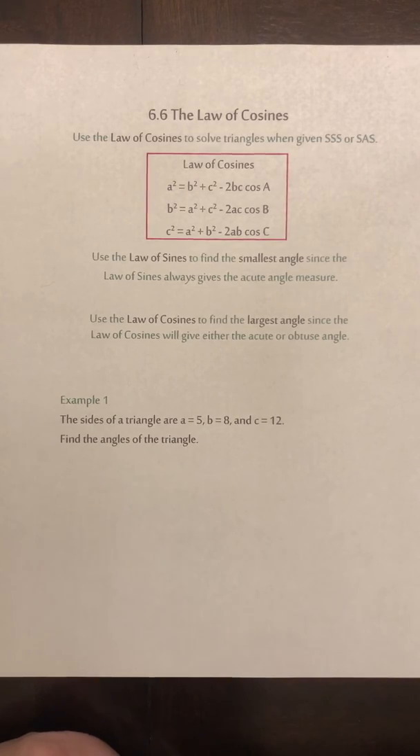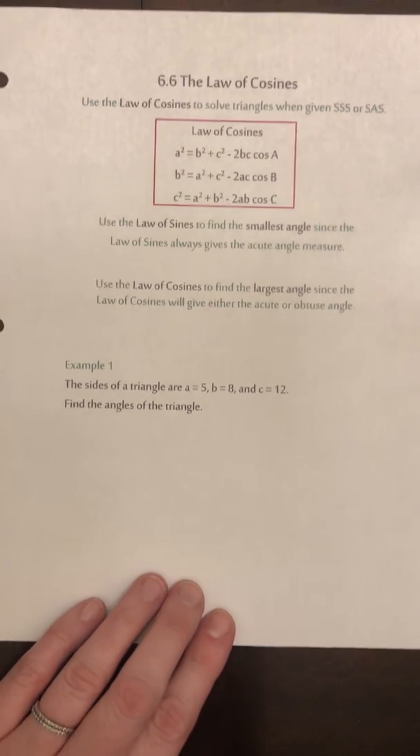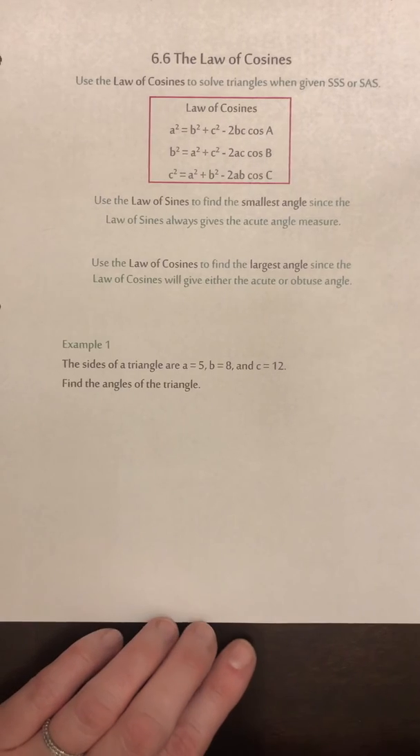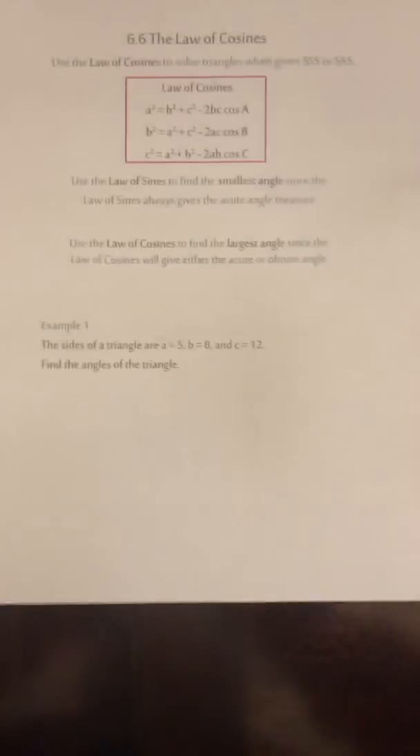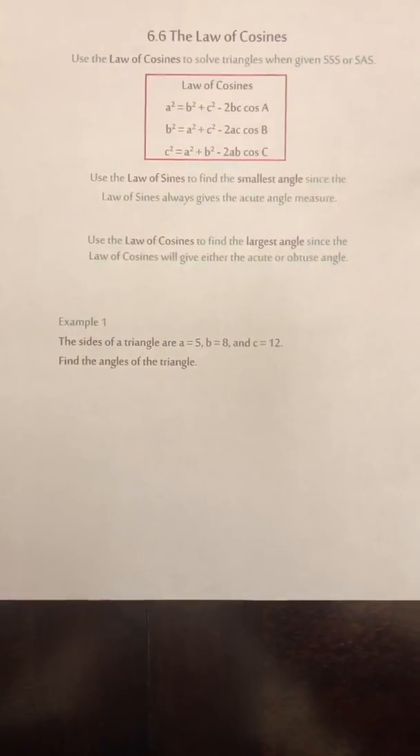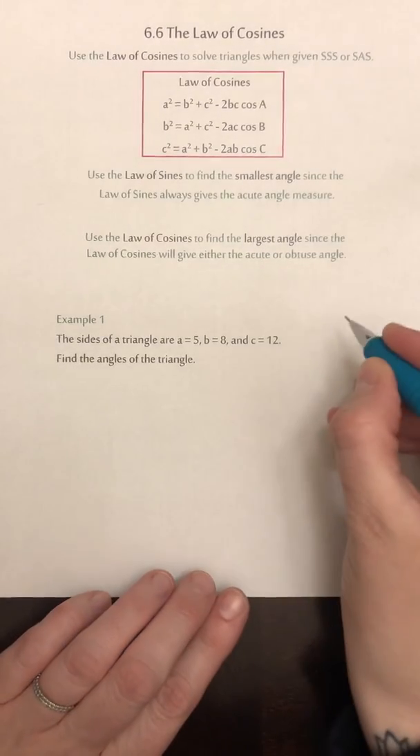So let's take a look at example number 1. I'm going to move this up a little bit. It says that the sides of a triangle are 5, 8, and 12. Oh my, just kidding. Can y'all see? Can I see? Okay, one guard, don't do that again.